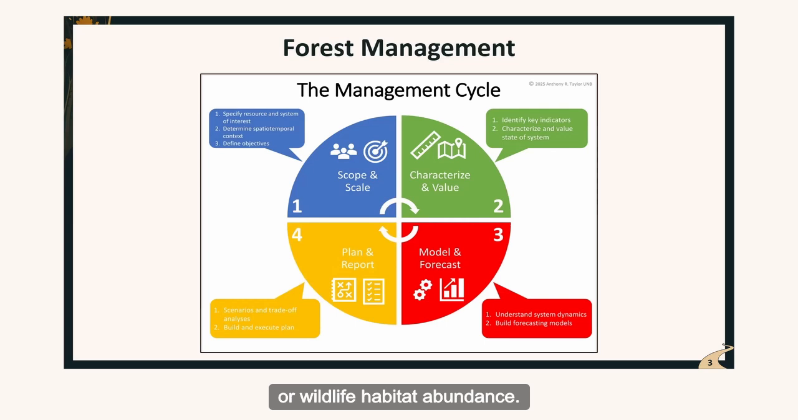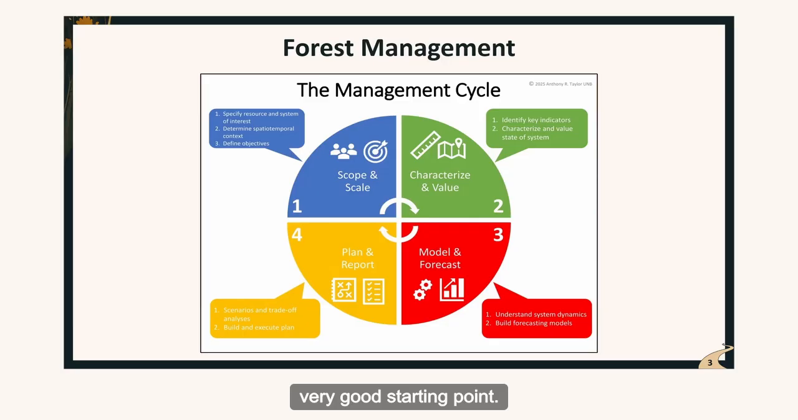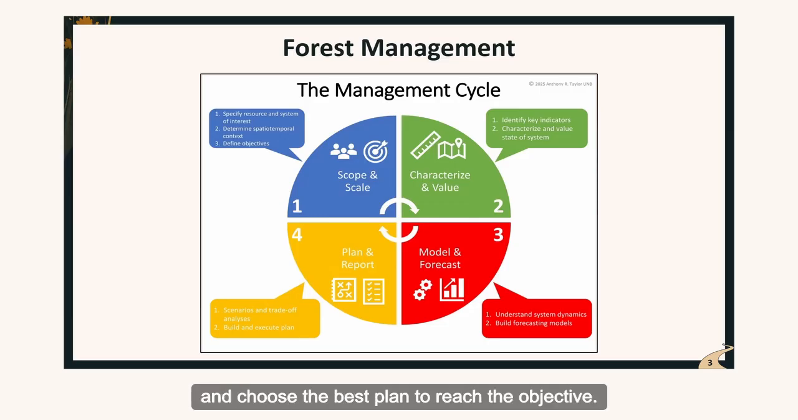wildlife habitat abundance. The third step is to model and forecast. So here, we forecast the evolution of the stand over time using a model. The model can range from an expert's opinion to a computer model. On a small scale, consulting an expert is already a very good starting point. Finally, we plan and report. We analyze different scenarios, the costs, the pros and cons, and choose the best plan to reach the objective.